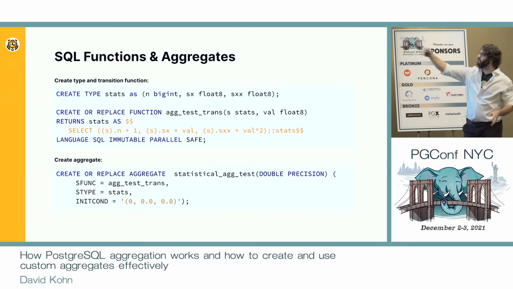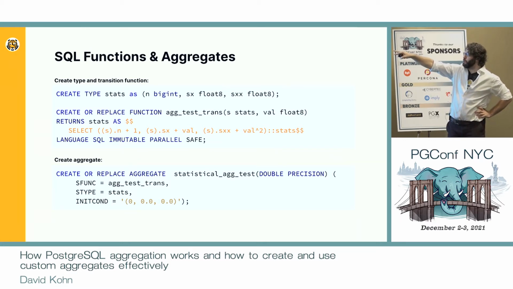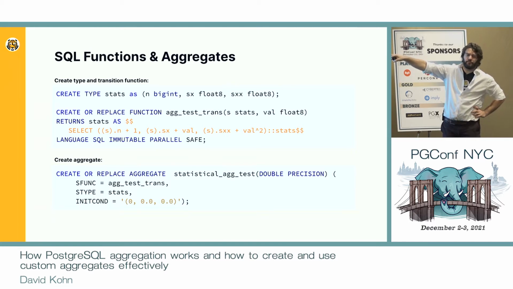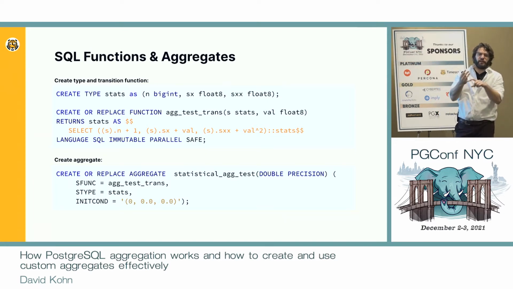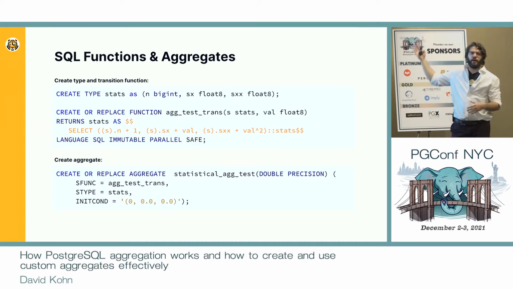So our transition function basically says, okay, I'm going to take in a version of this type and a value, and whenever I see a new value, I'm going to add 1 to my count. I'm going to add the value to my sum. And I'm going to add the value squared to my sum of squares, right? And this means that I can do things like calculate the average, calculate the sum, calculate the count, calculate the standard deviation. All of those things are going to come right out of this data structure.